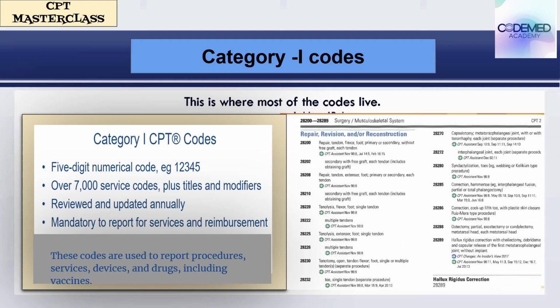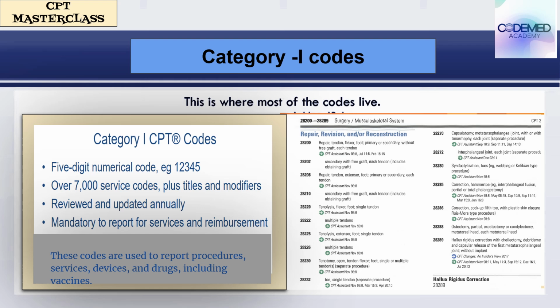The category 1 codes are where most of the codes live. These codes are 5-digit numeric codes, for example 1, 2, 3, 4, 5. If you see the difference between ICD and CPT, in ICD code, after the three numbers, you will always find a decimal point, which is not present in the CPT code.